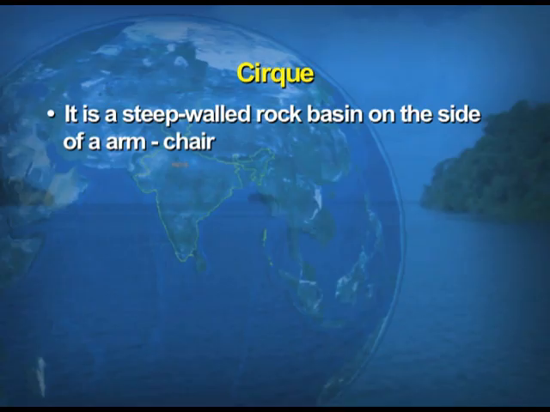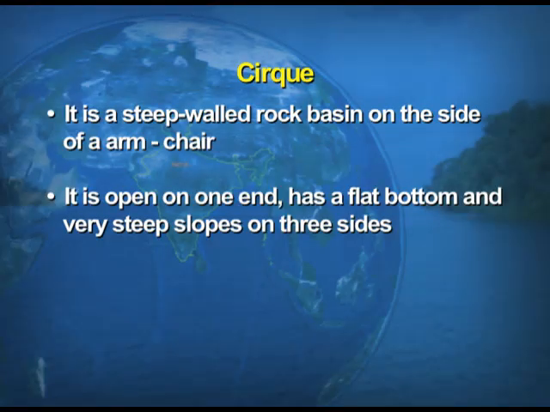Now, we take up another feature which is very important and is known as cirque. So, a cirque is a steep walled rock basin shaped like an armchair. Children, an armchair means the easy chair which has a depression in the center and the sides are very steep. The cirque feature also looks like that. It is open on one end and has a flat bottom and very steep slopes on three sides.